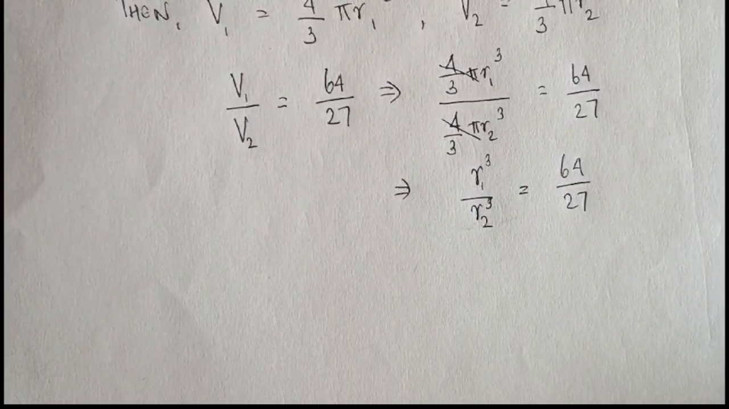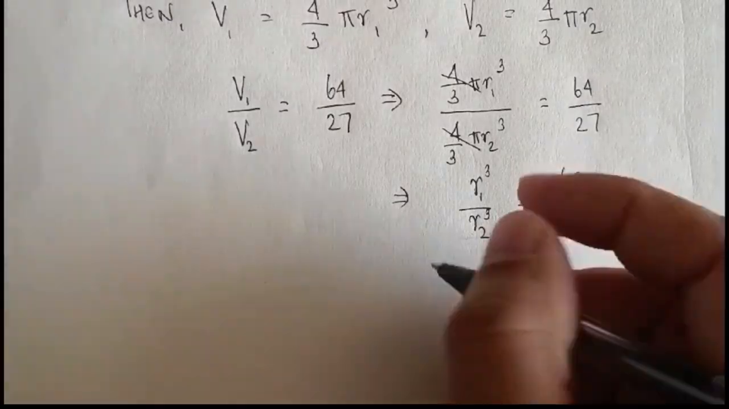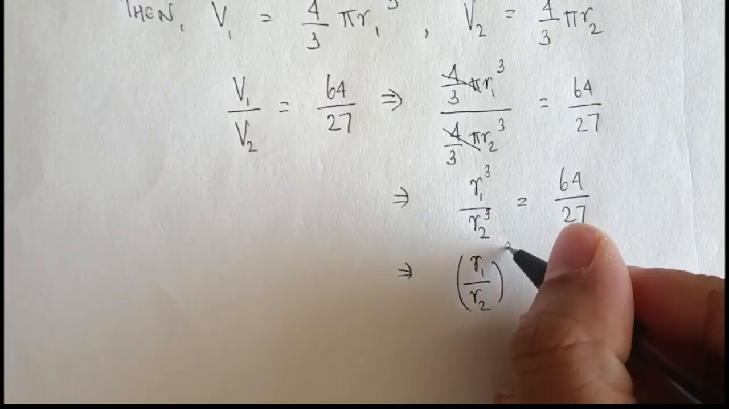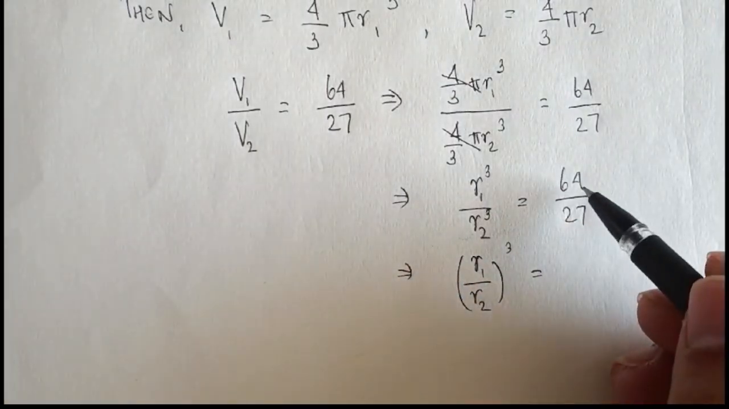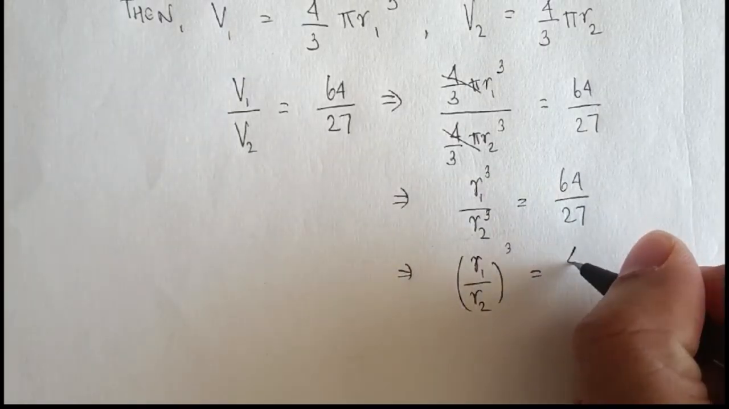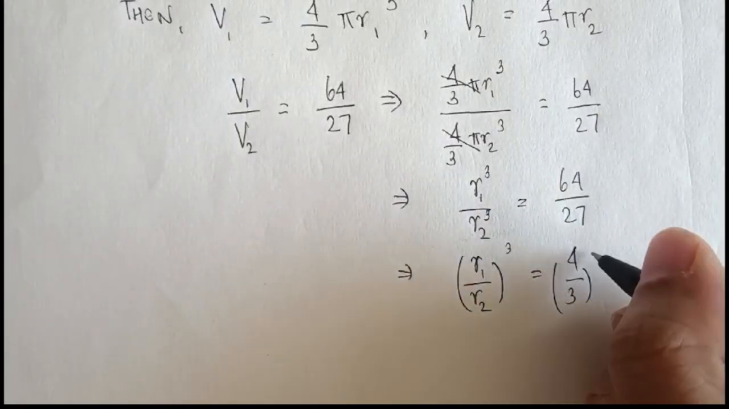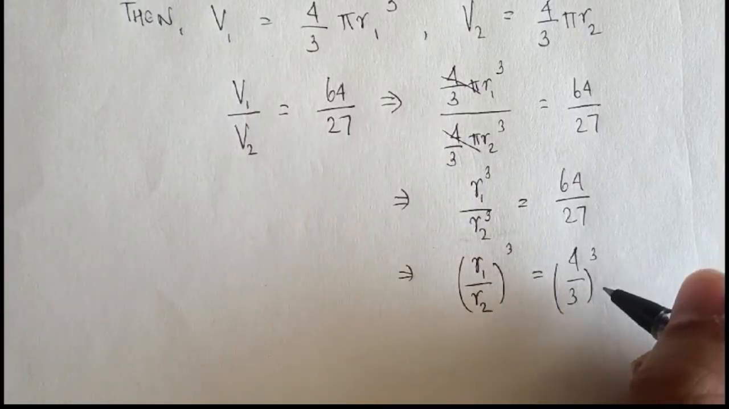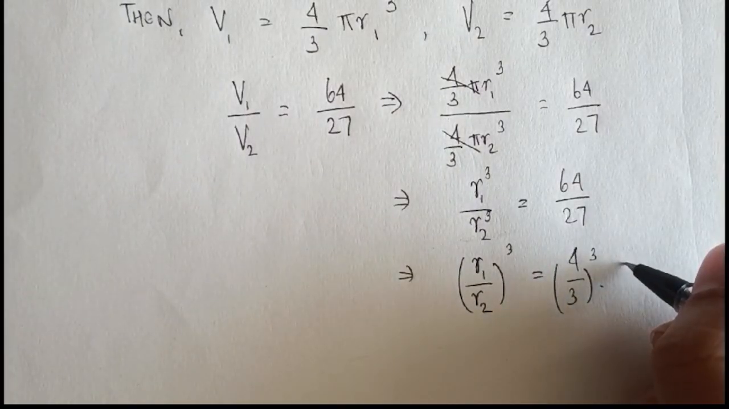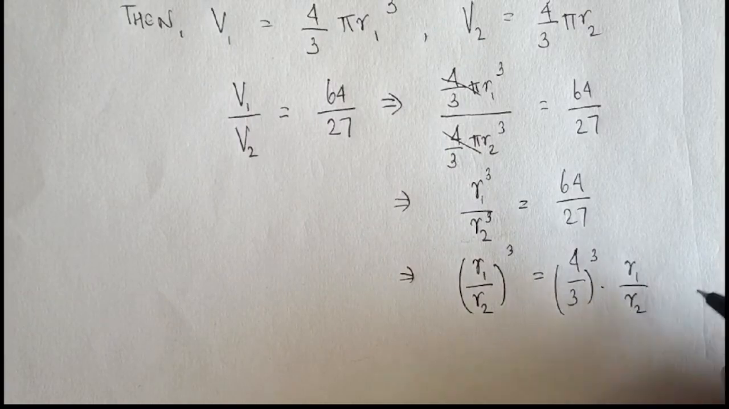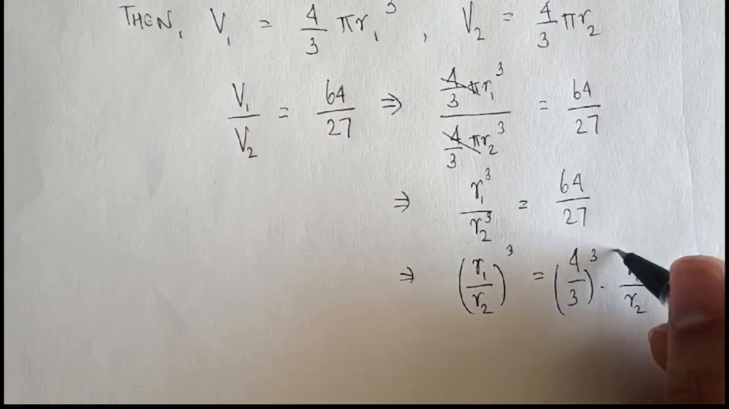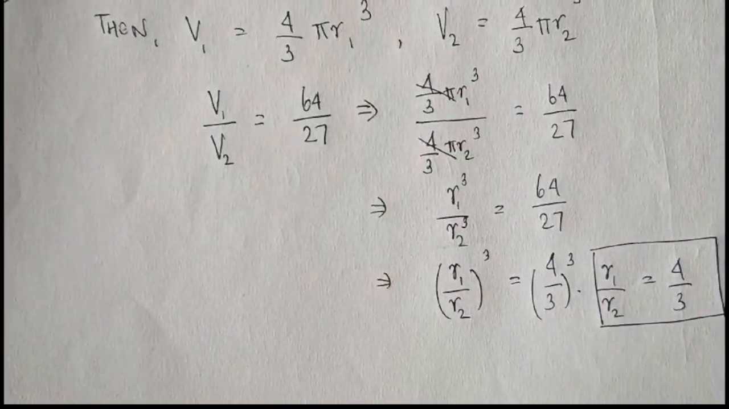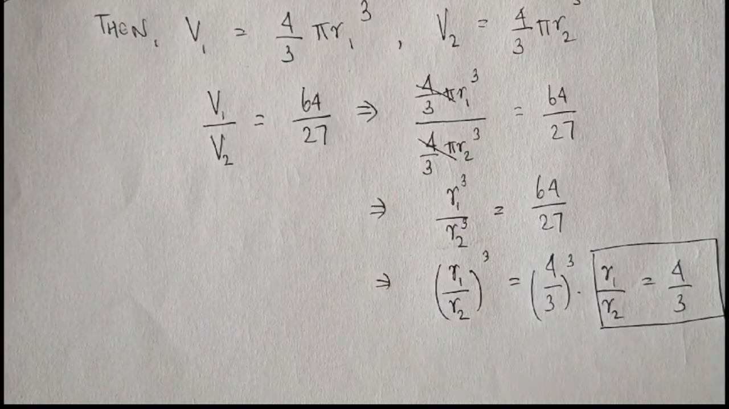Moving along further, we have to do the maths with cubes. So R1 by R2 whole cube is equal to, now this can be written as 4 by 3 cube. Correct? So then that gives us R1 by R2 is equal to 4 by 3. So this is our first bit of the answer to the problem.